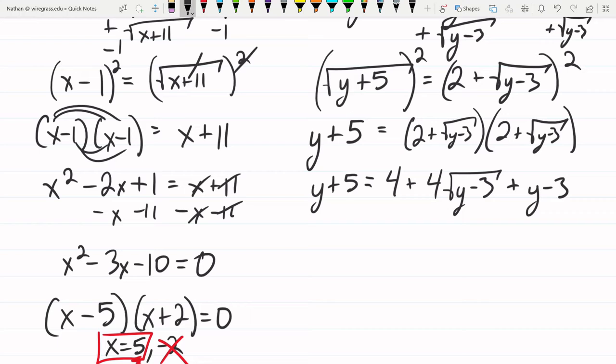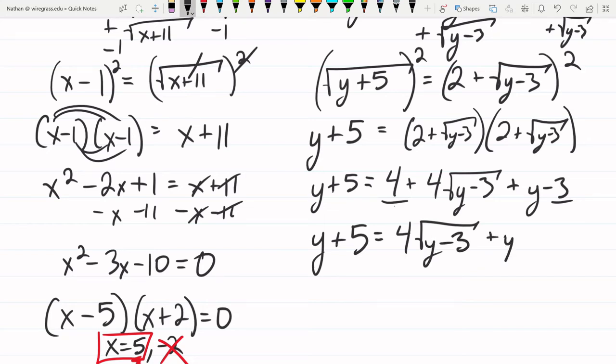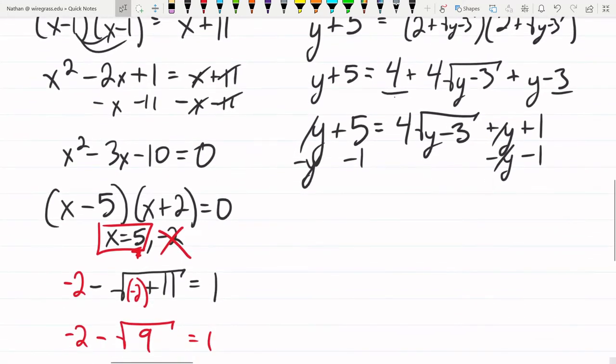Now you can see that we have a single radical equation, and we can solve this like we did with the previous one. Get the radical by itself and square it. So first off, I'm going to combine like terms. I have 4 and negative 3, that's just 1. Plus y, so y plus 1. I can subtract y and subtract 1 from both sides. All the y's cancel there. And now I have 5 minus 1 is 4 equals 4 root y minus 3.